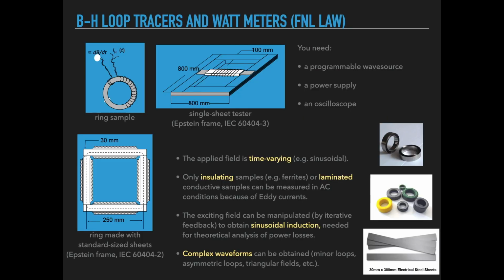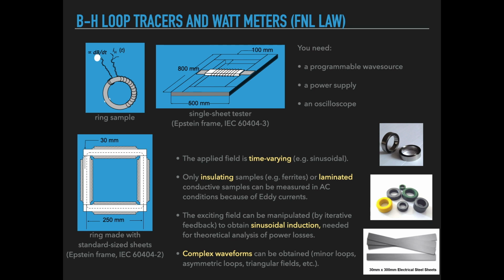The first equipments that we are going to discuss are the so-called BH loop tracers or wattmeters that exploit the Faraday-Neumann-Lenz law. We are talking about closed magnetic circuit configuration. We have three different ways to obtain a closed magnetic circuit. In the first approach, the sample itself makes a closed path. This is typical of ring samples. Rings are normally made of ferrites or even with amorphous ribbons.